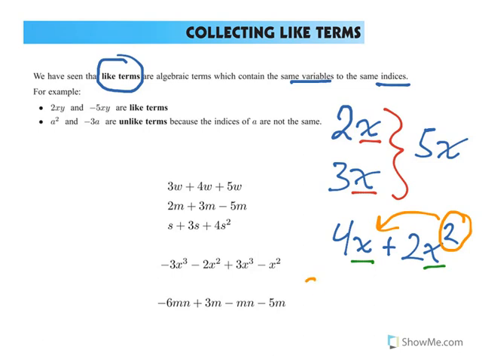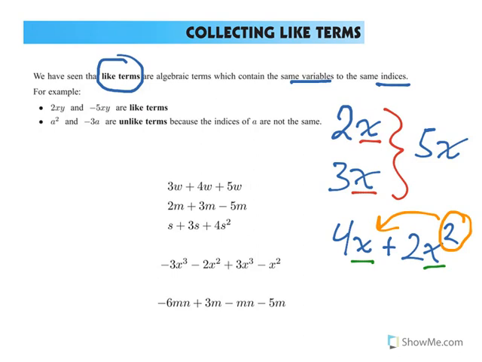If x, let's say x equals 2, okay? So if x equals 2, 4x is the same as 8, and 2x squared, oh, that would be 8 too. This is a bad example. Well, we can't add those together.